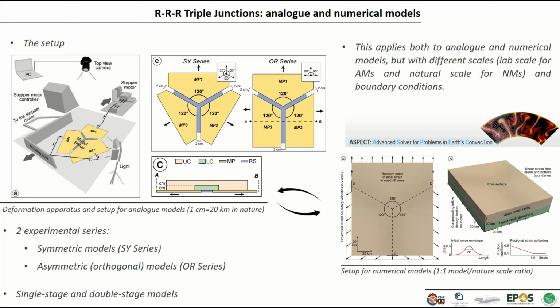I should also mention that we have run models with a single stage of deformation and a double stage of deformation. In a single stage model, we have all the plates moving contemporaneously, and then in the double stage models, we have first the reference plate, the MP1, moving alone, and then in the second stage, we have also the other 2 plates that join the movement, and so the plates keep moving all together.